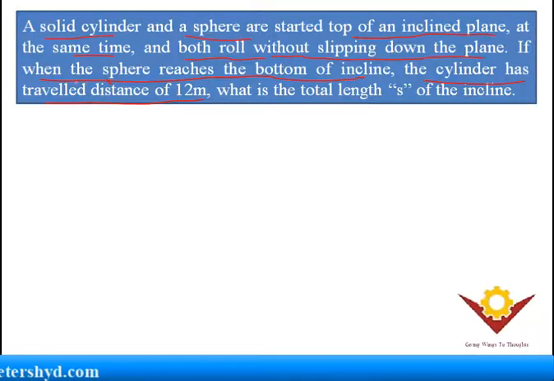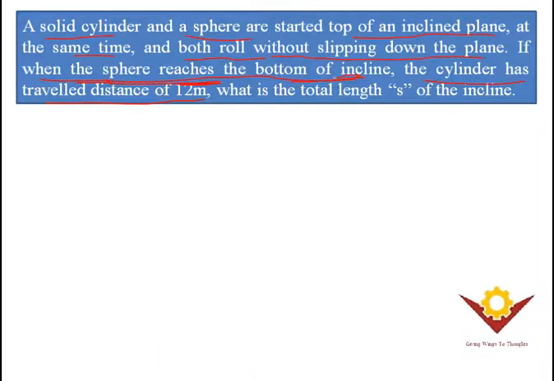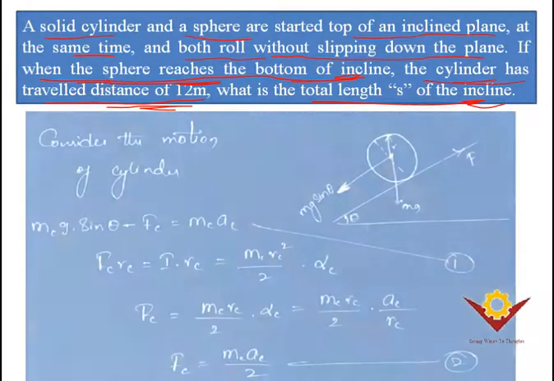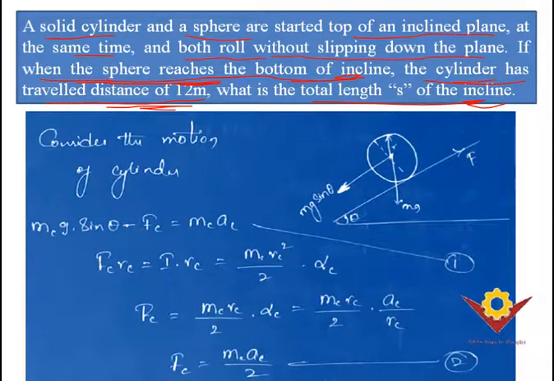If the sphere reaches the bottom of the inclined plane, the cylinder has traveled only 12 meters. Then what is the length of the incline? We'll look at the figure first. They're asking about the length of this distance of the incline. Here we have a sphere and a solid cylinder too.